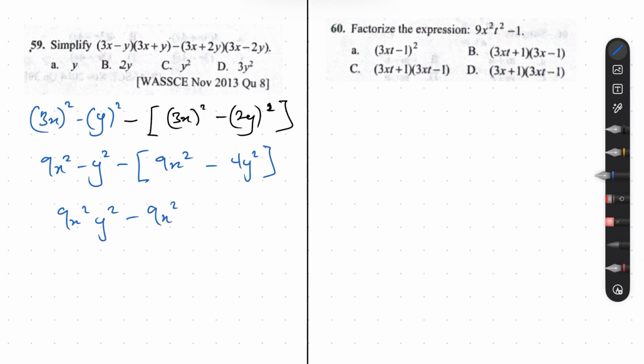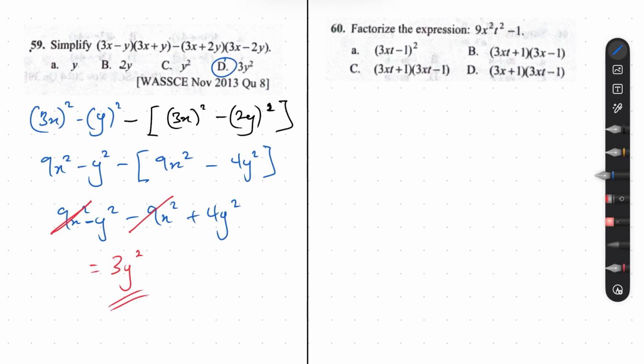What we're doing now is taking out this bracket, okay? And this negative is going to affect everything here, so plus 4y squared. There's a minus over here, so this 9x squared cancels this negative 9x squared. What are we left with? We are left with 3y squared, and that is our answer, which is D. Cool.